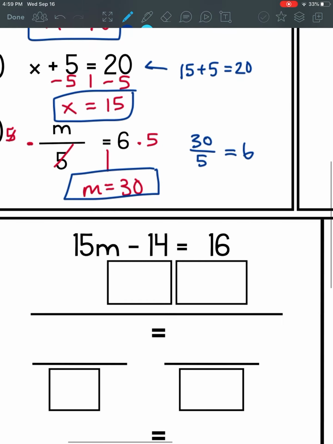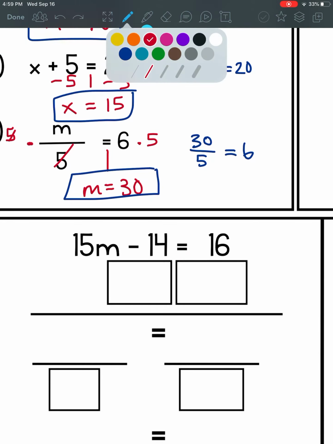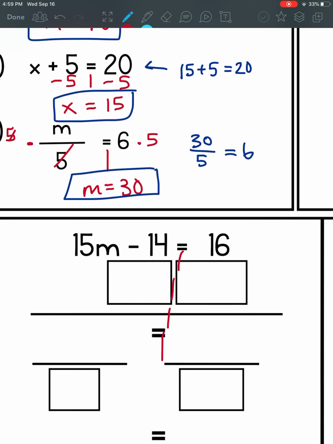Okay, let's do another one. It doesn't have the steps written, but our process is still the same. Personally, I've taught before to always find where the variable is. That's going to be your first step. So the number directly next to the variable, that's what we call the best buddy. These guys are best buddies because they are right next to each other.